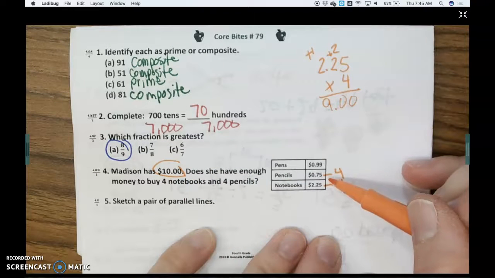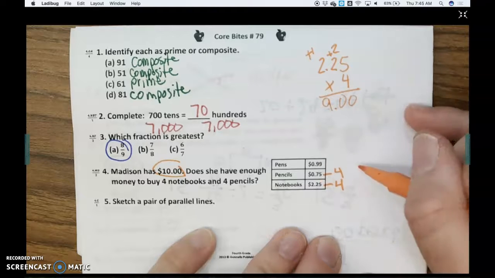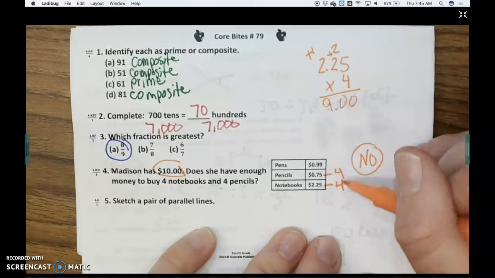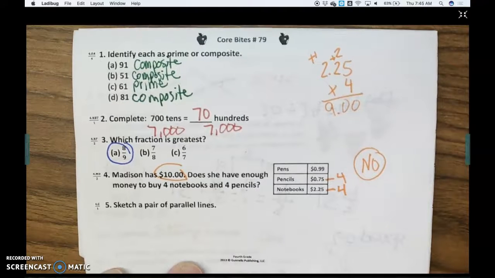So you can do this in your head. If she wants 4 pencils, they're almost at $1 each. So there's no way she could get 4 notebooks and 4 pencils. She could get 4 notebooks and 1 pencil, but that's it. She could not get all the ones she wants.